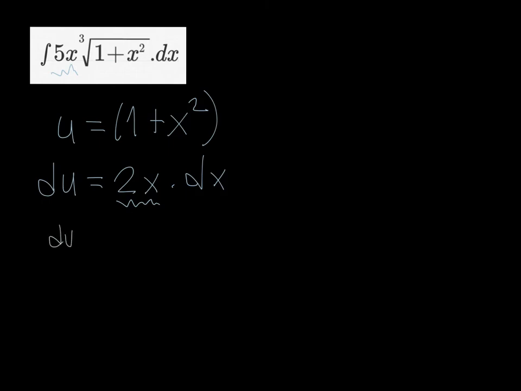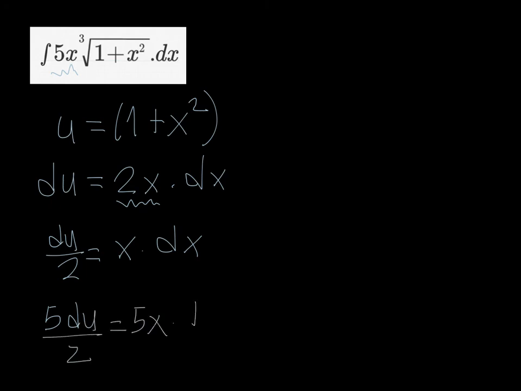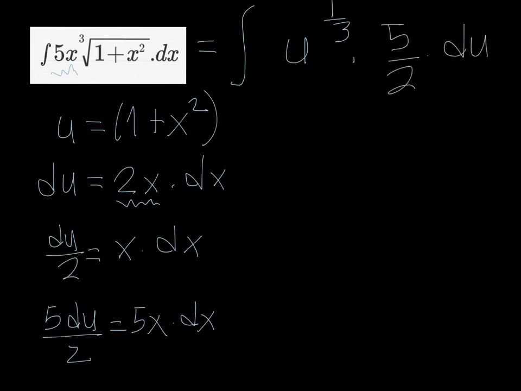Well, we first divide du over 2. And by doing that, we obtain just x. And then we multiply times 5. So 5 times du over 2 equals 5x times dx. So we can rewrite this as the integral of u to the 1/3 times 5/2 of du. And I use 1/3 because, as you can see, the index of the root is 3.